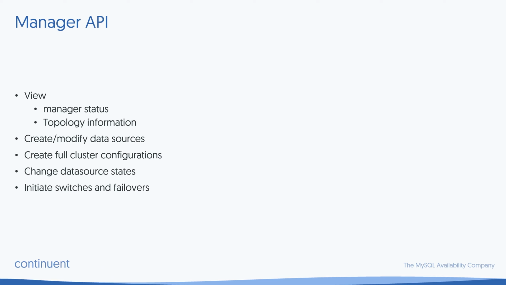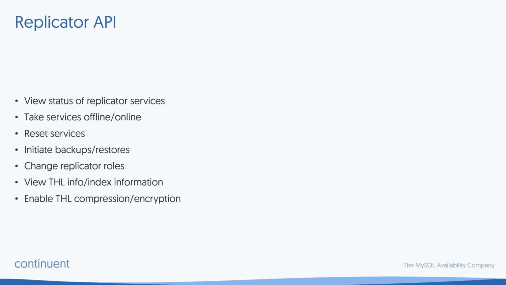For the replicator, you can view status of replicator services. As you saw in my examples there, we used the TAPI command for replicator services as well as the get call with the URL. You can take replicators offline, online, reset services. Also with the Replicator API, you can initiate backups and restores. You can change replicator roles. And finally, you can view THL info, view the THL index information. And you can even enable and disable the THL compression and encryption using the API calls.